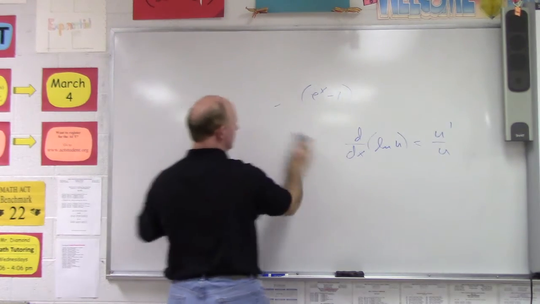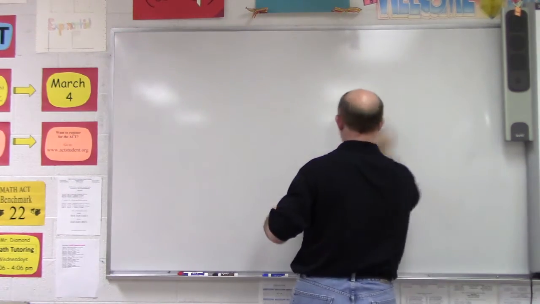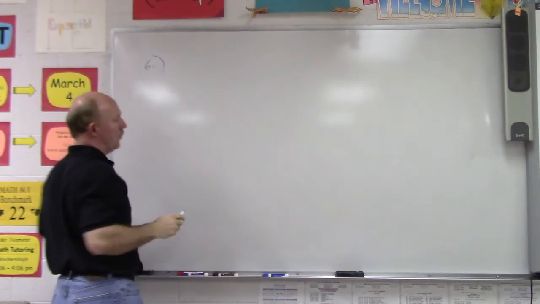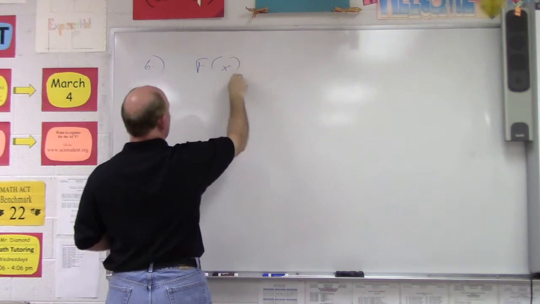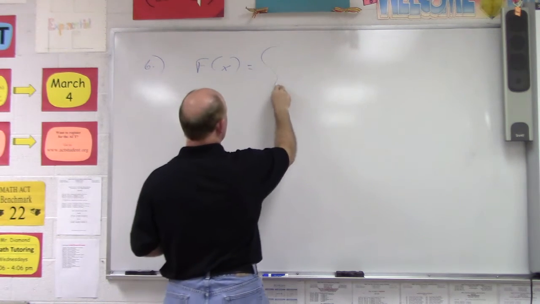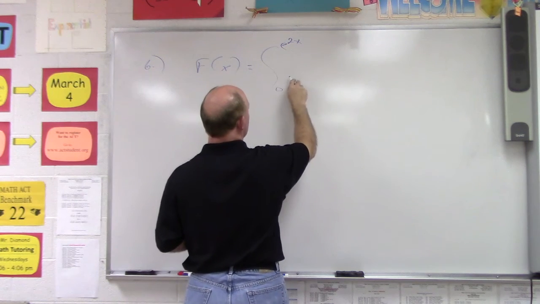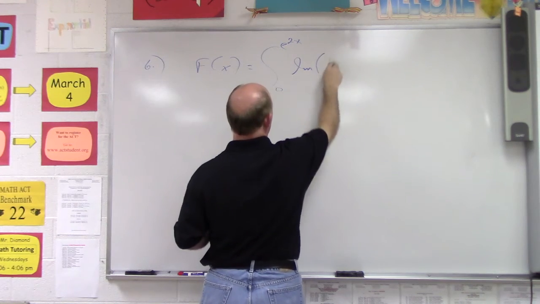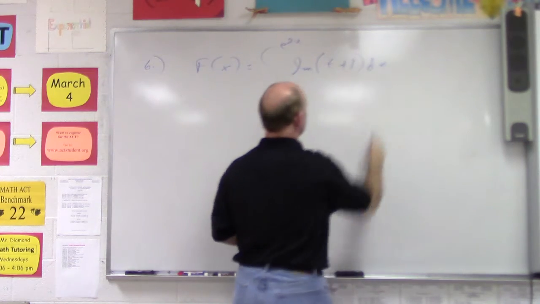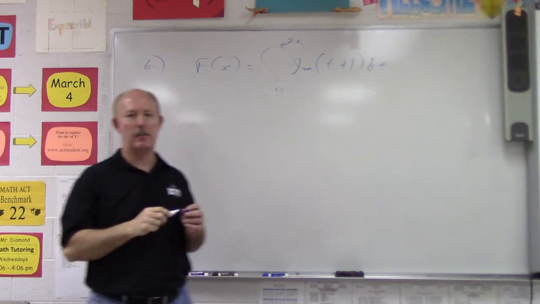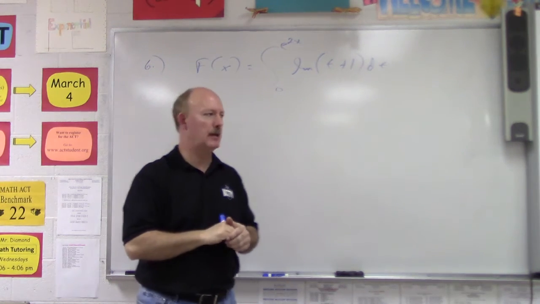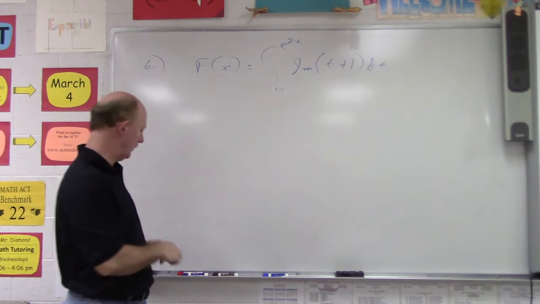Okay, what if we have, erase this. This will be example number 6. Okay, what if we have capital F of x equals the integral from 0 to e to the 2x of natural log quantity t plus 1 dt. So what if we have this type of problem now? Okay, we've looked at these integral functions, all right? We saw these when we looked at the fundamental theorem of calculus.